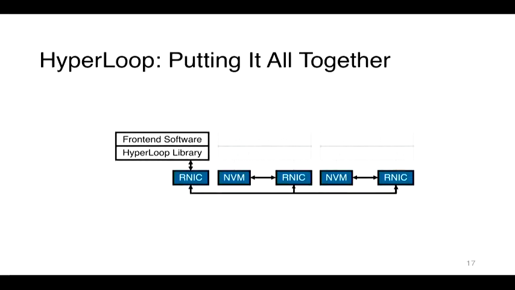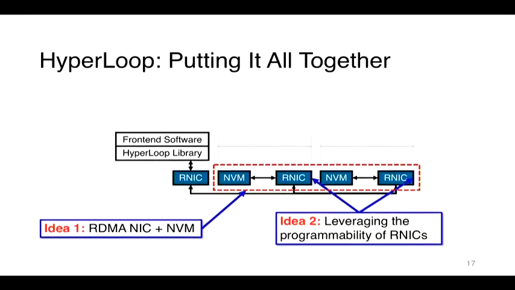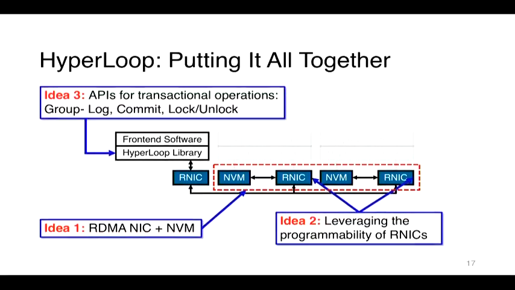To summarize, our main goal was to remove replica CPUs from the critical path of chain replicated storage transactions. We achieved this goal using 3 key ideas. First, we leveraged the combination of 2 hardware technologies, RDMA and NVM, to offload transactional operations from CPUs. And to solve some practical challenges, we show how limited programmability of RDMA NIC suffices to forward operations to a group of replicas. And we provide UAPIs that cover key transactional operations.